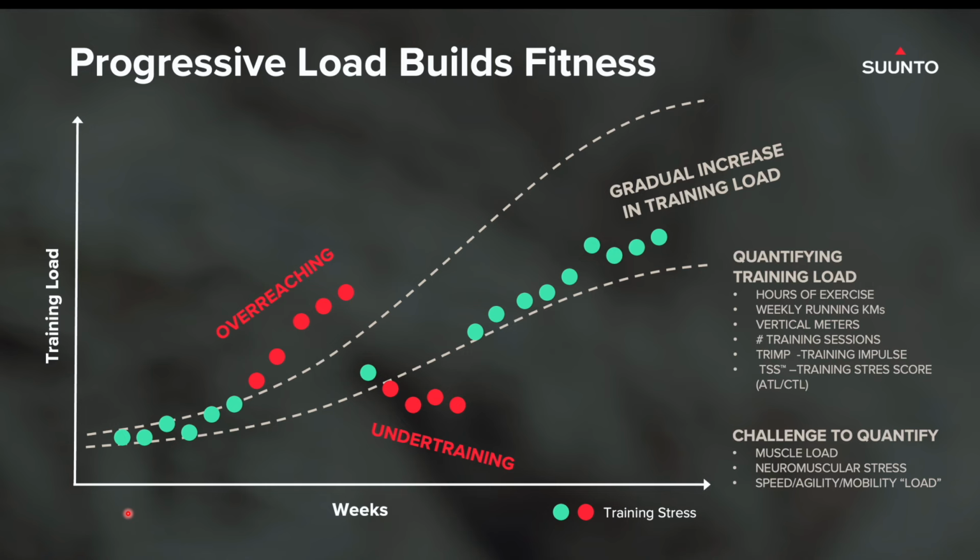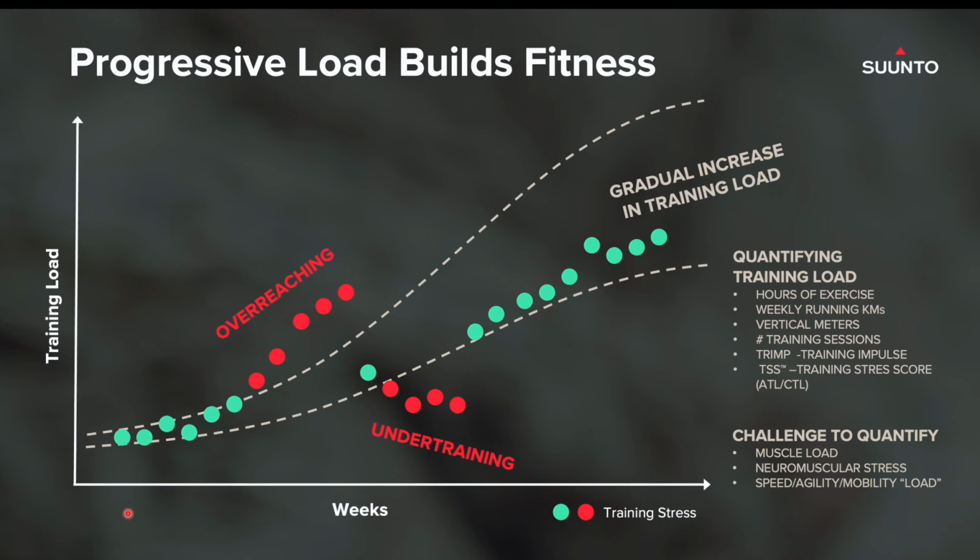Now this principle is of course in any kind of training, because we are trying to stress the body in order to get some gains, and training load has in history been quantified in different manners. Some athletes just count hours of exercise, some look at weekly running kilometers, and some trail runners might look at the vertical meters each week. Simplistic perhaps would be how many times I train in a week. I do three workouts a week, that's my training load.